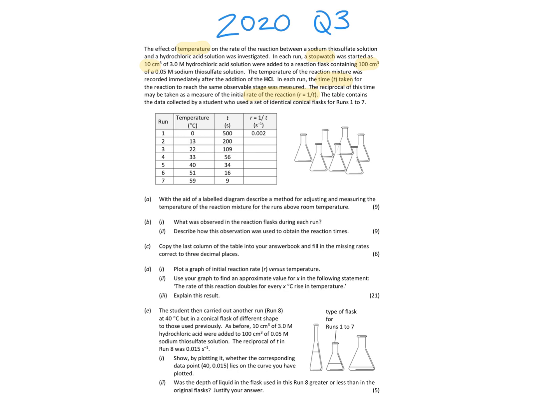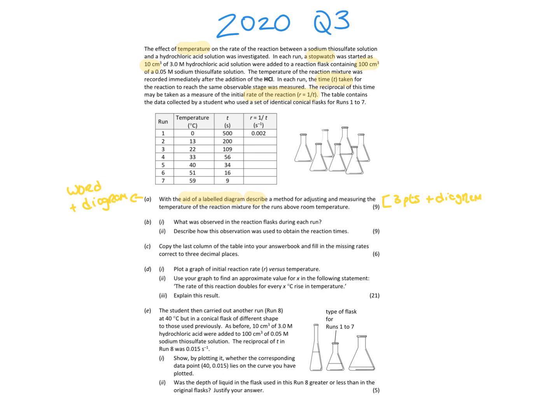So with the aid of a labelled diagram, so we're going to need a labelled diagram, you need to describe a method for adjusting and measuring the temperature of the reaction mixtures for runs above room temperature. So here you're looking at a description, meaning words, and a diagram. So for part A, you're going to need a word description and a diagram for how you would change the temperature of the reaction mixture. Now, this is worth 9 marks, so you're going to need at least 3 points of information and the diagram.